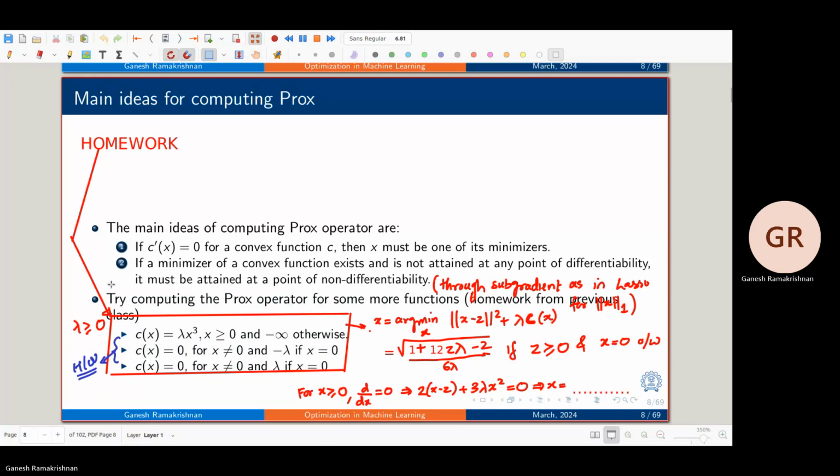Cx is lambda x cube. You just need to solve this objective function: norm of x minus z squared plus lambda Cx. This is the form I have taken, but if you want, you can put a 1 upon 2 gamma, which basically assumes a step size of gamma. And these are roots of a quadratic you're very familiar with, which you get by setting the derivative to 0. So it will basically be 3 lambda times x square plus 2x minus z. If you solve that, you get the square root of 1 plus 12 z lambda, minus 1, divided by 6 lambda. So the other two should also be very simple.